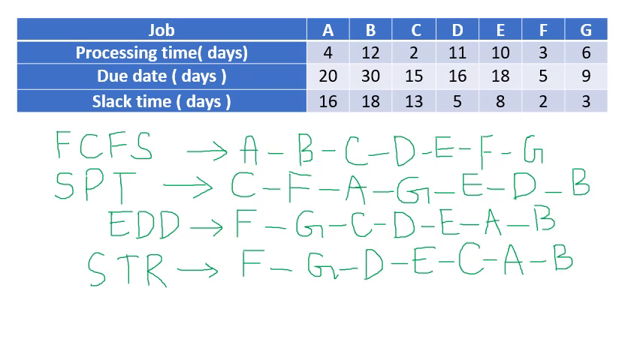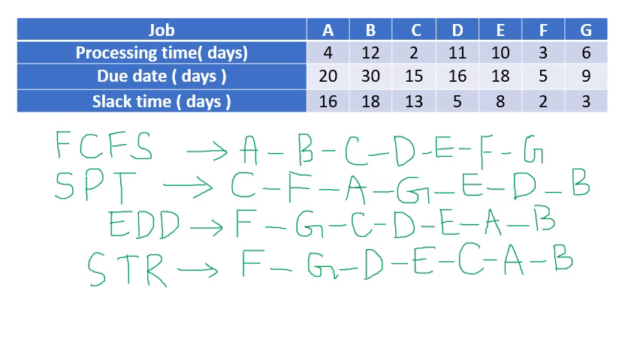Now we have to construct a table for each rule, one by one. We will find out the total flow time and the mean flow time. What is important for you now is the processing times. You will make a table and arrange it in the form of this sequence. In the FCFS rule, job A will come into the machine at 0 point of time and will get processed in 4 days.